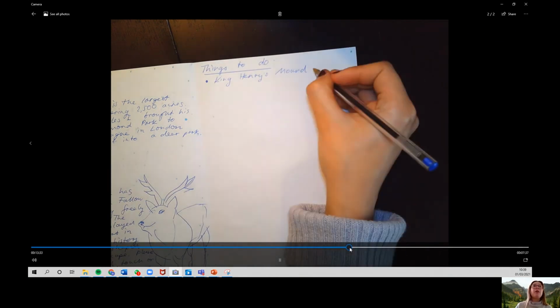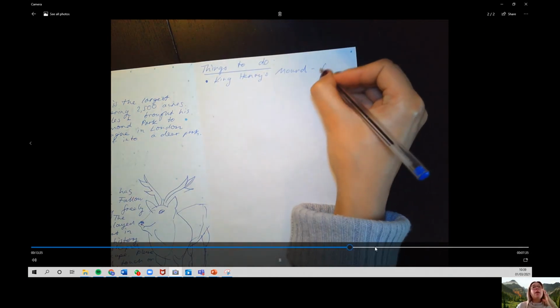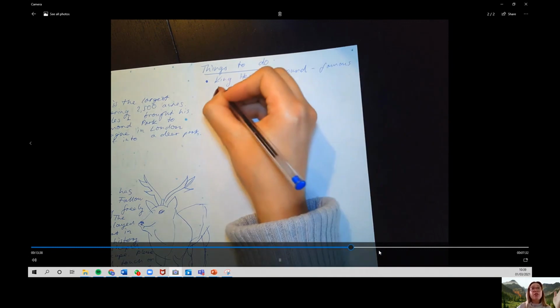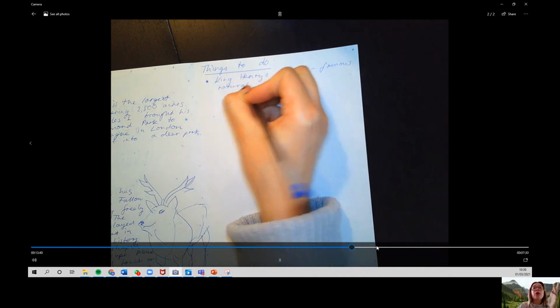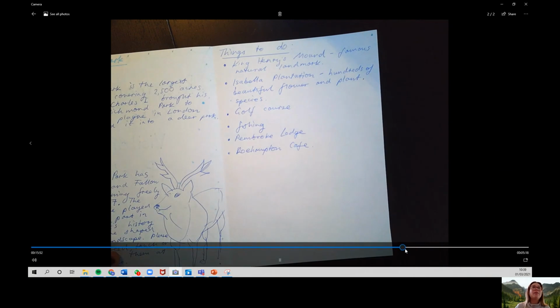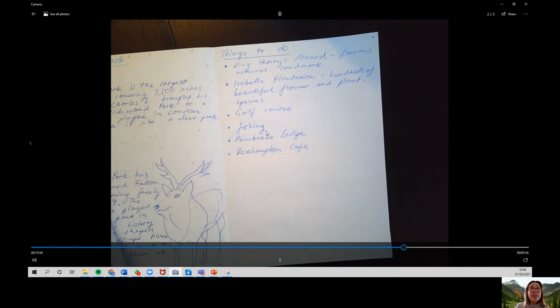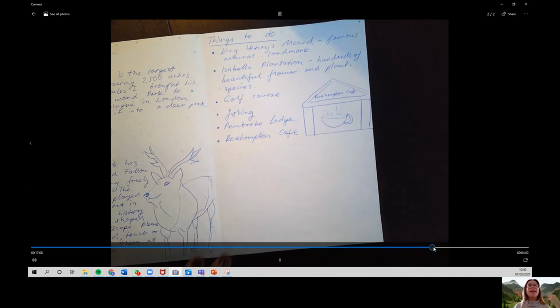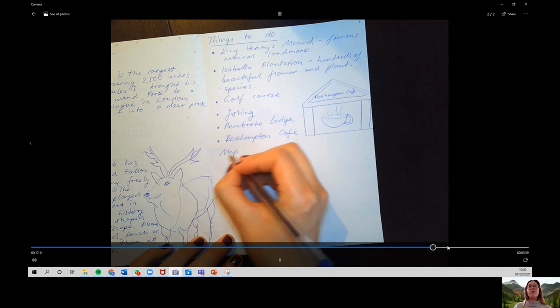Now, I would also like you to include a bullet point list of things you can do, making a list with maybe a few words about what these things are. King Henry's Mound, a famous natural landmark. Isabella Plantation, hundreds of beautiful flower and plant species. There's a golf course, there's fishing, there's the Pembroke Lodge, the Roehampton Cafe. Then, finally, again, I drew a little picture to make it a bit more interesting.